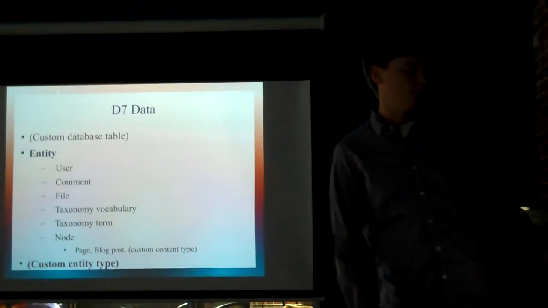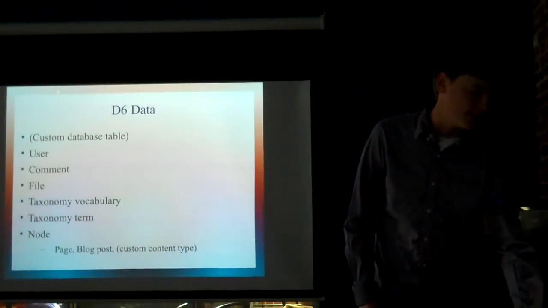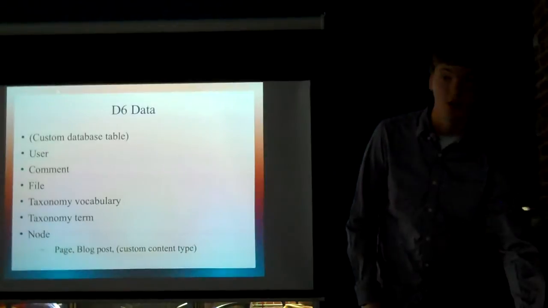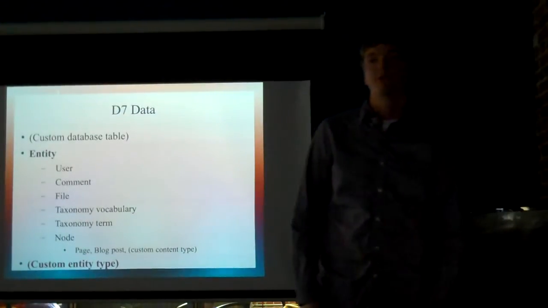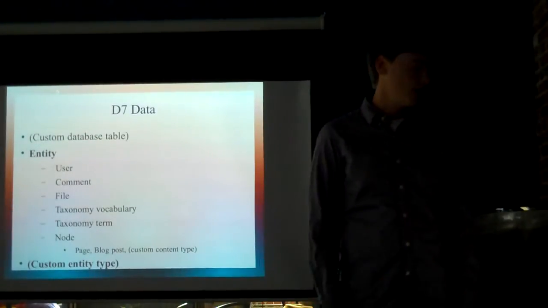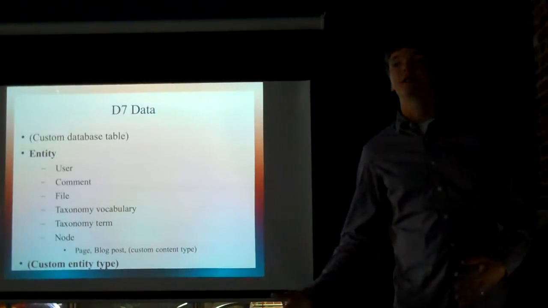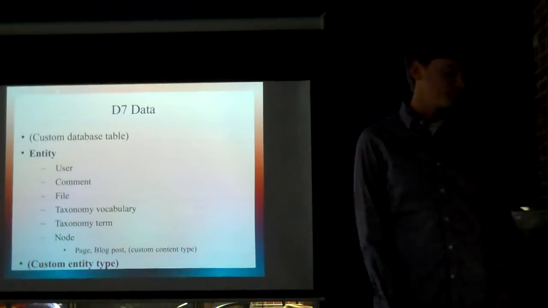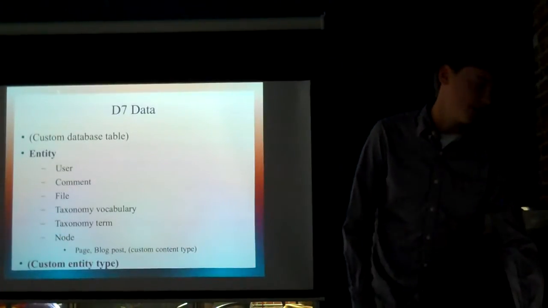So kind of what I've done here is I'm going to switch back to the last slide here. So you take users, comments, files, taxonomy stuff, and nodes. Those are all entities in Drupal 7. That's the difference between Drupal 6 and 7: pretty much everything in Drupal 7 is an entity. However, you can define your own custom entity types, and we're going to do that a little later, and talk about why things are like that in Drupal 7.